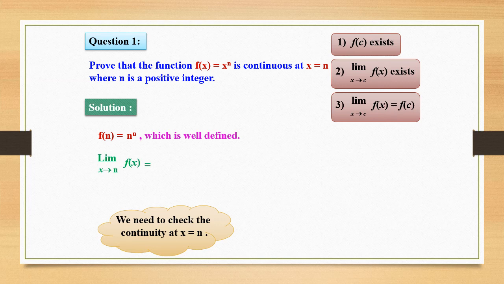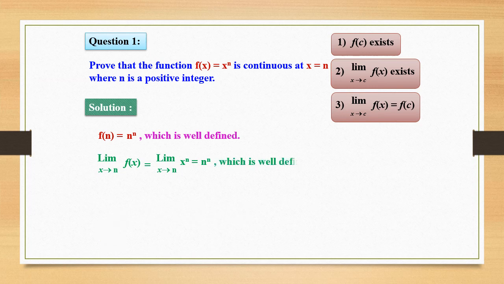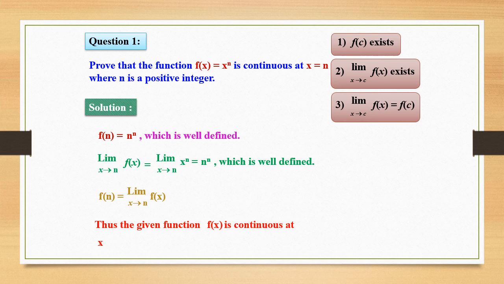Next we will calculate the limit. Limit of f of x as x tends to n is equal to limit of x raised to n as x tends to n, which equals again n raised to n. So the value of the function at n is equal to the limit of the function at n, and therefore f of n is equal to limit of f of x as x tends to n. Therefore the function is continuous at x is equal to n. Next question.